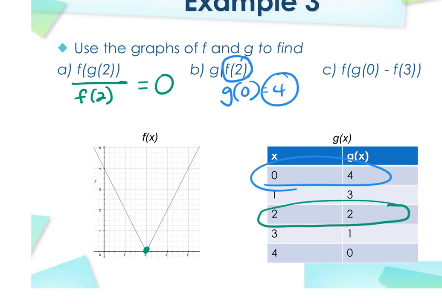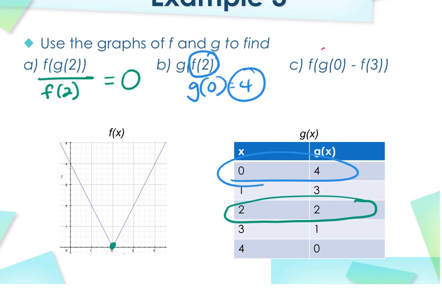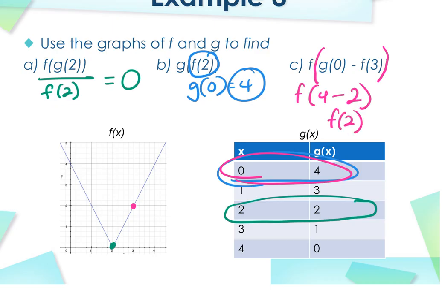And then C, and careful with your parentheses here. It says find f of g of 0 minus f of 3. So I'm going to find g of 0. What's g of 0? 4. I'm going to find f of 3. What's f of 3? 2. I'm going to do 4 minus 3, which is 2. And then I'm going to find f of 2, which is 0.